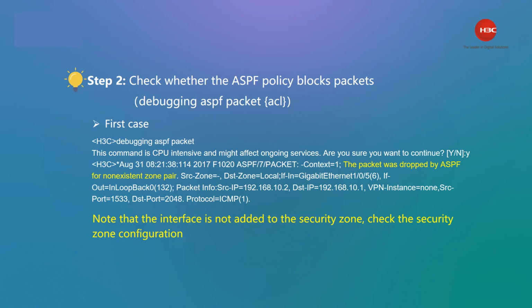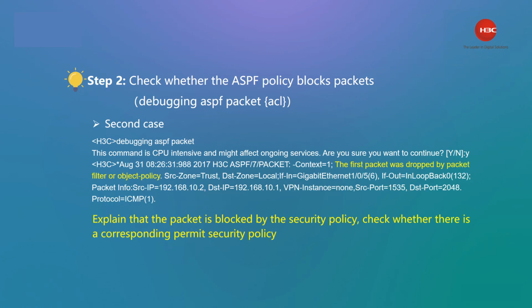The first case, the prompt message shown in the figure appears in the debugging information, indicating that the interface is not added to the security zone. The second case, the prompt message shown in the figure in the debugging response information indicates that the message is blocked by the security policy. Check whether there is a corresponding permit security policy.